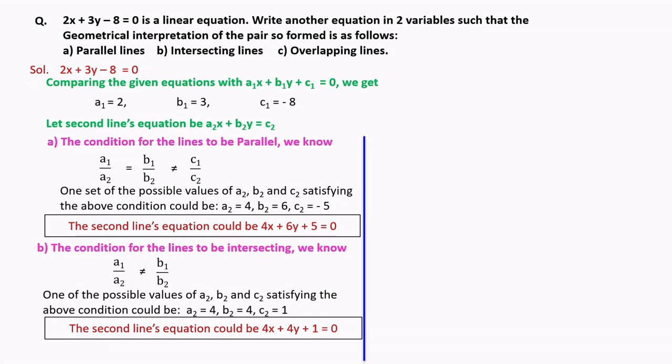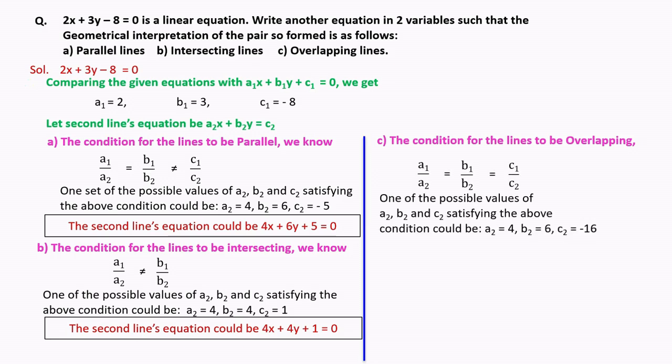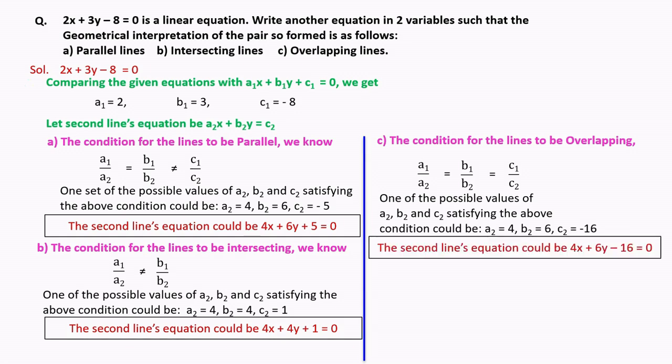Case C, overlapping lines. Condition: a1 by a2 equals b1 by b2 equals c1 by c2. Take values proportional to the first equation. a2 equals 4, b2 equals 6, c2 equals minus 16. So, the second equation is 4x plus 6y minus 16 equals 0.